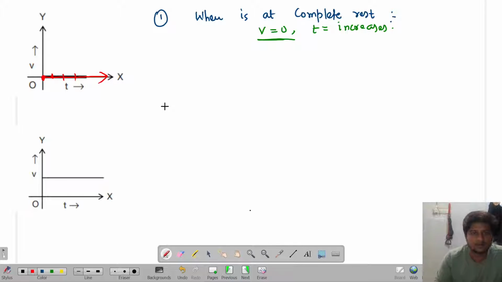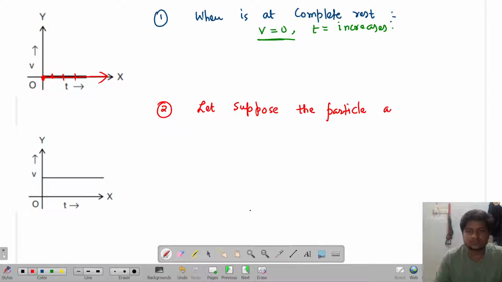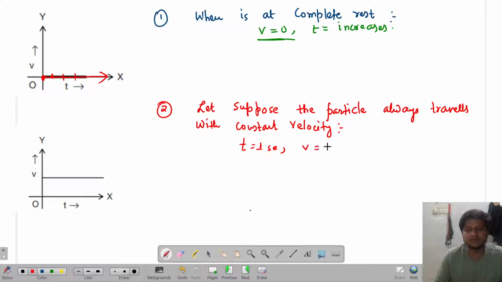Second case is, let's suppose the particle always travels with uniform or constant velocity. Means for the particle, let's suppose at t equal to 1 second, velocity is equal to 5 meter per second. At t equal to 2 seconds, velocity is still the same. At t equal to 3 seconds, velocity is still the same. Whatever time it is, I have the velocity equal to 5 meter per second.